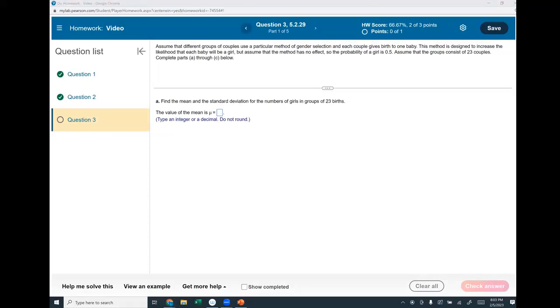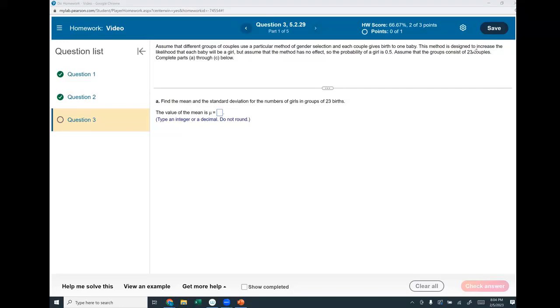it says, assume that different groups of couples use a particular method of gender selection, and each couple gives birth to one baby. This method is designed to increase the likelihood that each baby will be a girl, but assume that the method has no effect. So the probability of a girl is still 0.5. So there's basically a 50-50 chance of being a girl. Assume that the group consists of 23 couples.